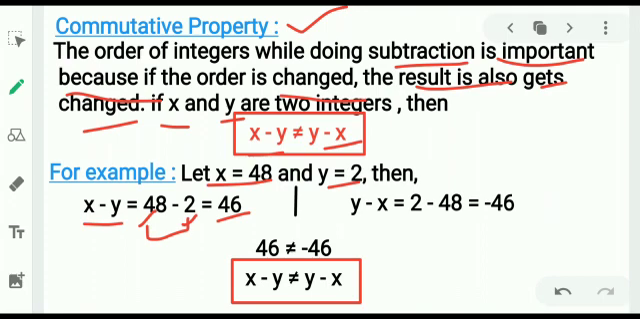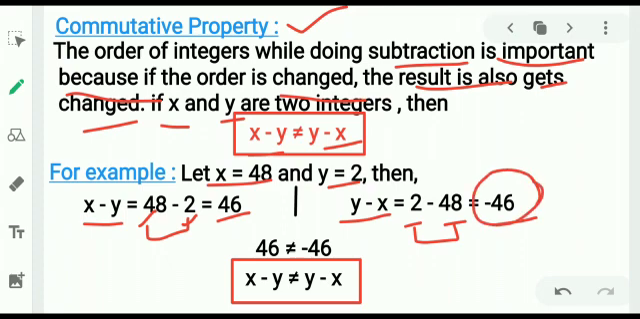Let's change the order and find the value of y minus x. In the place of y we put 2, and in the place of x we put 48. And 2 minus 48, we know that the first one is a positive integer and the second one is negative. We have to subtract it, and when we subtract, we get 46. Because 48 is a larger number than 2 and it has a negative sign, the answer will be minus 46.